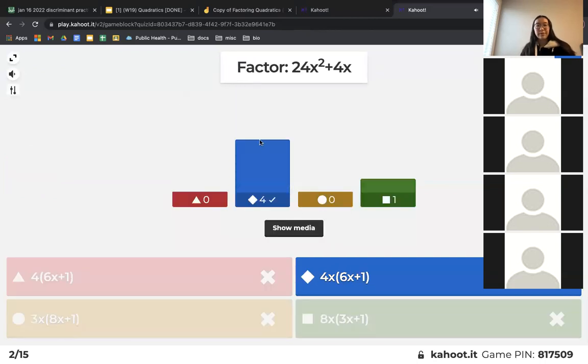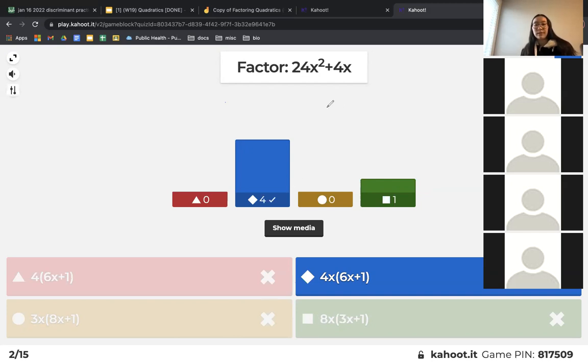Okay, it kicked you out. You can use the pin that I put up there to join it in again. Okay, so it looks like almost all of you guys do remember how to do this. It's not letting you. Okay. What you can do is you can just type your answer in the chat, and I'll give you points if it's correct.